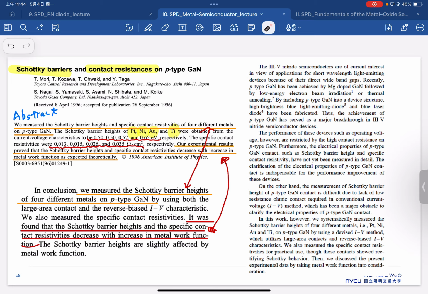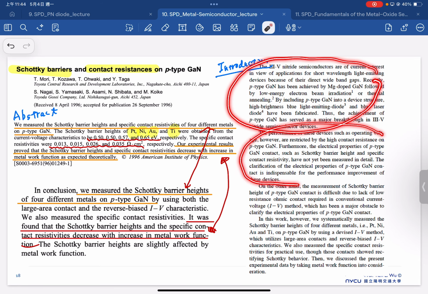Okay, so this is the abstract, this is the conclusion part, and this is related to the introduction. This whole part is the introduction. With this whole introduction part, if you look at this paragraph and this paragraph in a little more detail, you will find this is only the background information.